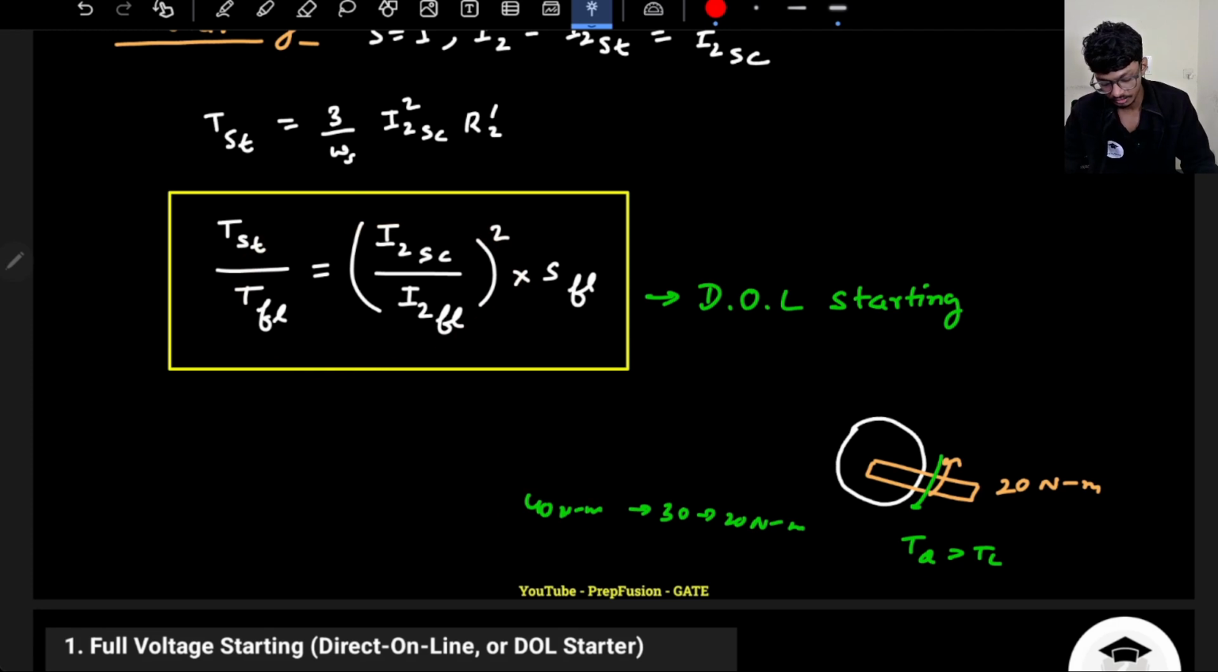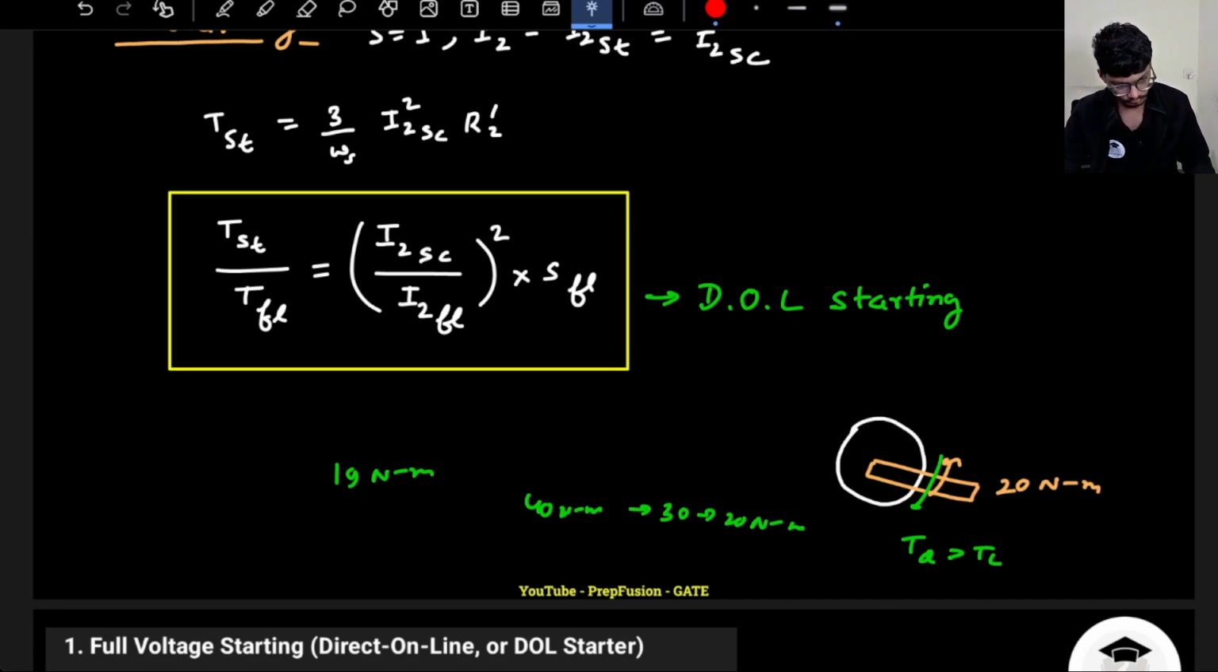If the starting torque reduces to 30 Newton meter, then also it is fine, no problem. But if the starting torque reduces to 19 Newton meter, what will be the problem? There is not enough torque for the motor to rotate in this direction, because the load torque itself is 20 Newton meter. So the motor will simply not rotate.